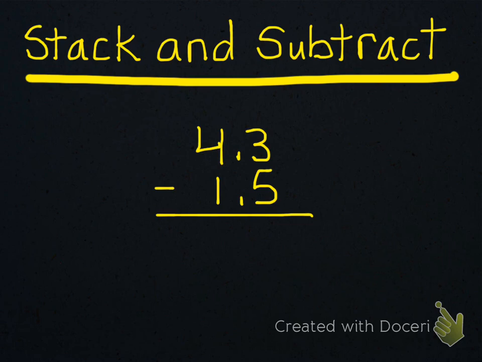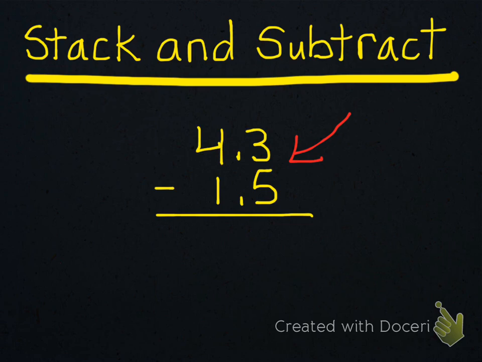The final method we'll look at is stacking and subtracting. This probably works best when you have regrouping involved. So we'll do just like we did with addition. We always start on the right-hand side, in this case in the tenths column, and we're going to do 3 take away 5. Well, if you remember the rule, if the number on top is smaller than the number on the bottom, you need to regroup. And in this case, we do need to regroup.